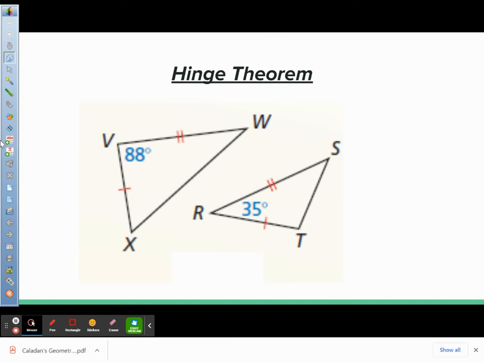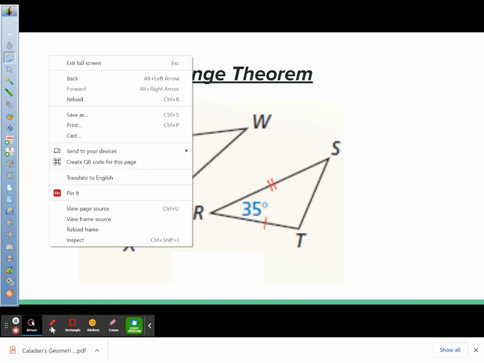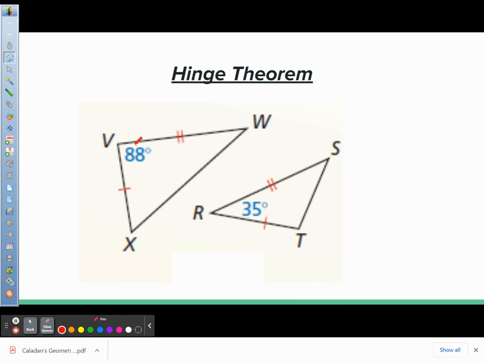See how angle B is bigger than angle R? Okay. Angle B is bigger. So this one right here is bigger. So then that automatically makes this side here the bigger one, and this side here is smaller.